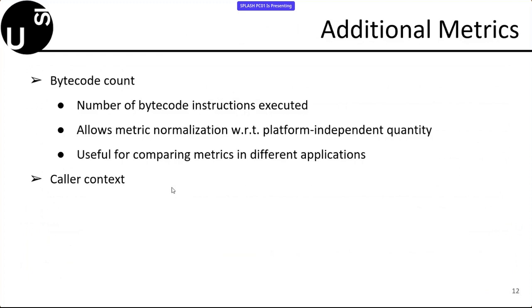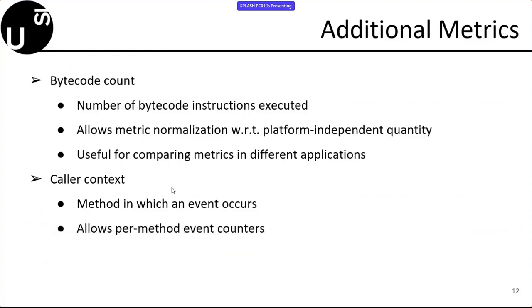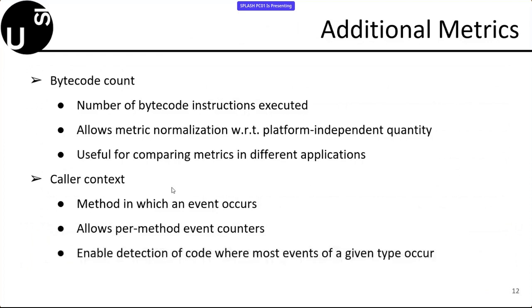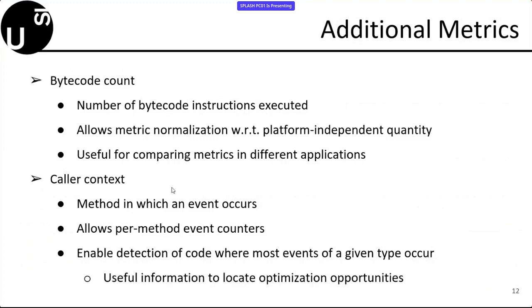In addition, P3 can profile the caller context, which is defined as the method in which an event occurs. This information allows profiling the counters per method, and in turn, having the counters per method enables the detection of code where most of the events of a given type occur. This can be very useful information when locating optimization opportunities.